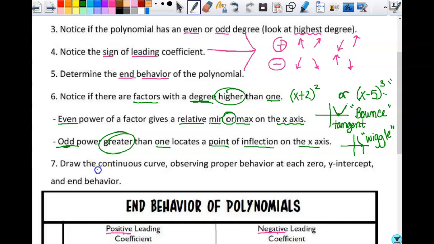Then we draw the continuous curve, because remember, polynomials are always continuous curves, observing proper behavior at each zero, y-intercept, and end behavior, okay? So let's see how we're going to put all this together.